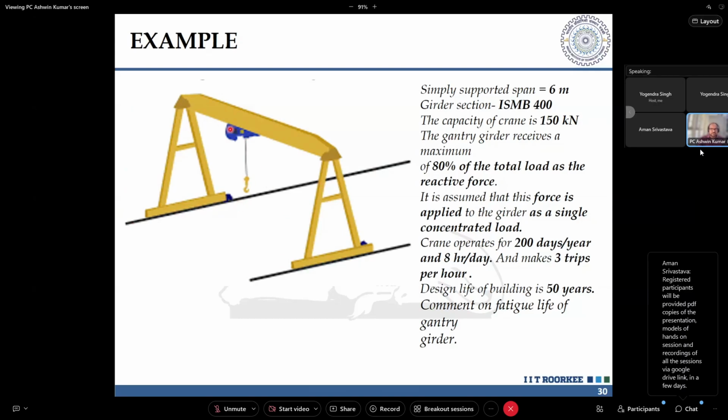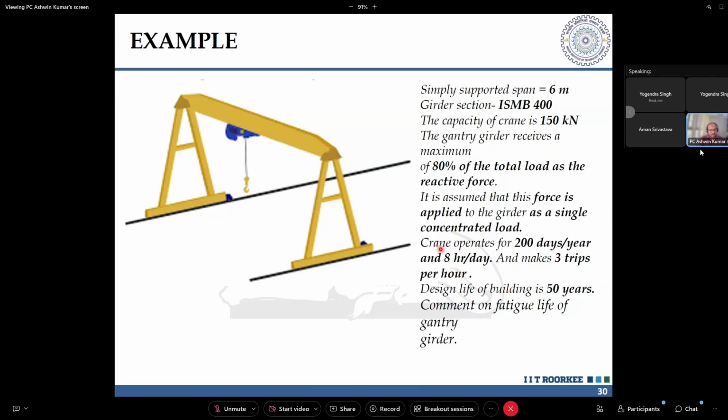So if the crane moves towards the left side, 80% of this particular load might come onto this gantry girder that we are designing. That is what we are saying: 80% of the total load as a reactive force we have to consider for one particular girder. And then we talk about how it will operate. It is assumed that this force is applied on the girder as a single concentrated load. It is the assumption I am taking as a designer, and this gives me an idea of how many fatigue cycles there will be, from the operation that I'm going to do on it.